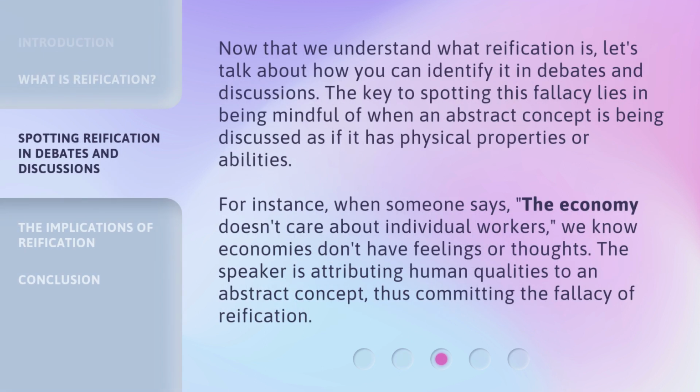Now that we understand what reification is, let's talk about how you can identify it in debates and discussions. The key to spotting this fallacy lies in being mindful of when an abstract concept is being discussed as if it has physical properties or abilities. For instance, when someone says, "The economy doesn't care about individual workers," we know economies don't have feelings or thoughts. The speaker is attributing human qualities to an abstract concept, thus committing the fallacy of reification.